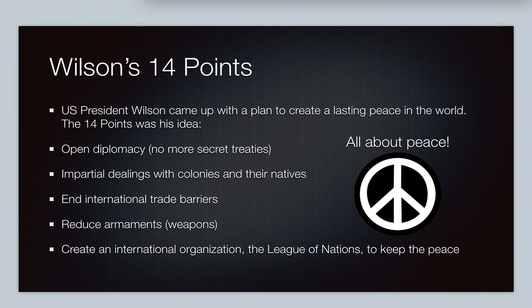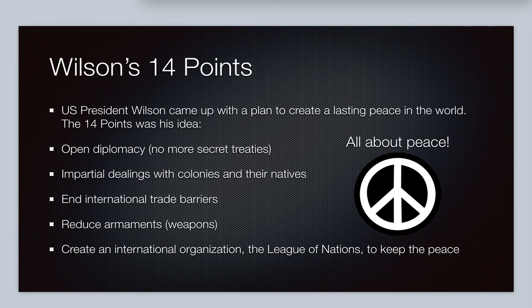He said to end international trade barriers so that countries could freely trade with each other, much like the European Union today. There are no trade barriers in the European Union. And he said we need to reduce armaments or weapons. This is militarism. So all these countries should not have all these weapons, or that is one thing that will lead to war. And the final and most important part of Wilson's 14 points was to create an international organization, the League of Nations, to keep the peace.